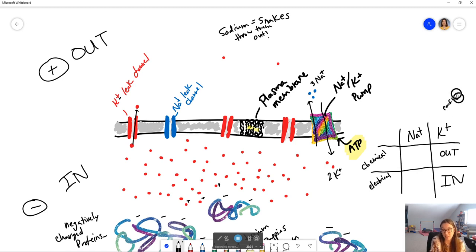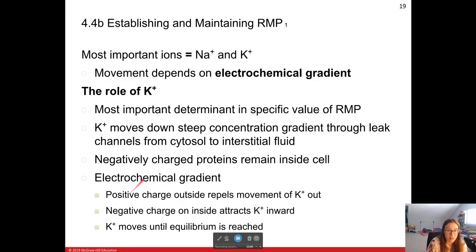All right, so let's go back to potassium here. The most important determinant in the specific value of resting membrane potential is potassium. Remember, potassium wants to move down the steep concentration gradient through the leak channels from the inside of the cell to the outside of the cell. Cytosol is the inside of the cell, interstitial fluid is the outside. So normally potassium wants to go out of those leak channels. But some of those big negatively charged proteins remain inside the cell, and they are also pulling on the potassium.